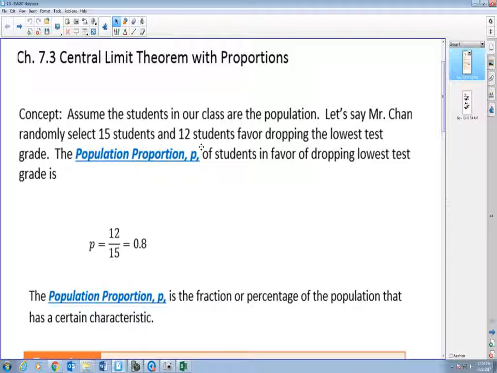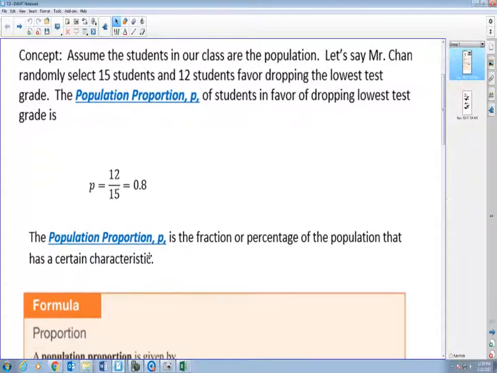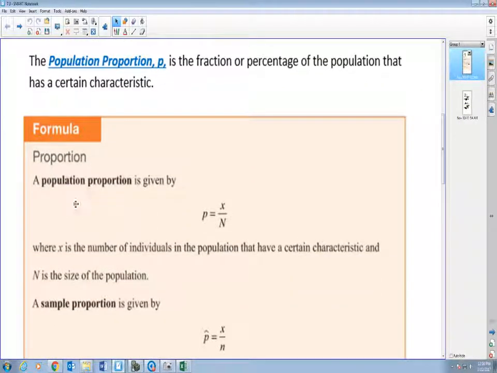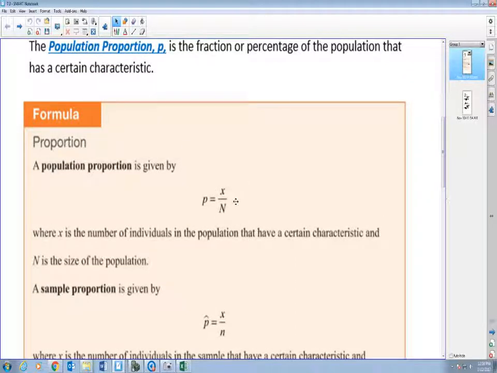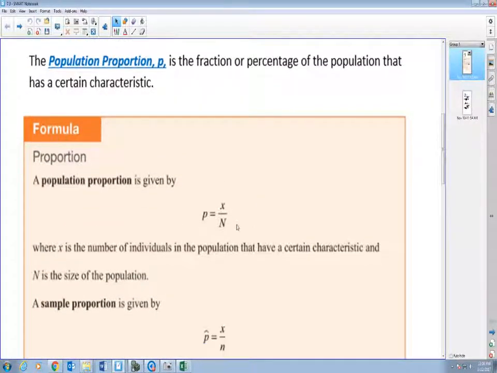In a minute you'll notice a lot of formulas look kind of similar. It's not the same thing. It just has the sense built into it from binomial. So your population proportion, make sure you find this on the formula sheet, is given by p equals x over N. X will be the number of people that have a certain characteristic, divided by the population size.